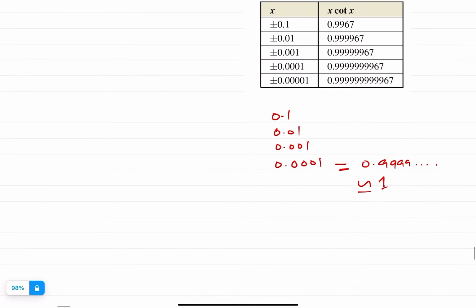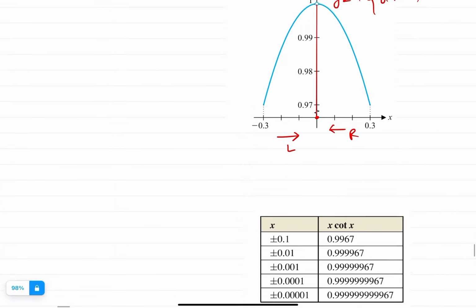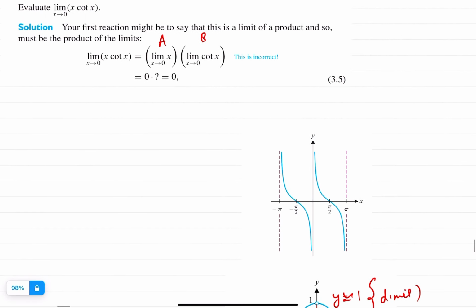And even from the negative side: negative 0.1, negative 0.01, negative 0.001. So when you are coming closer and closer, you will see that the value is getting closer to 0.9999, and so on, which is approximately equal to 1. So with the help of a table or graph, you can evaluate the limit, but we can do it some other way too. Let me show you how.